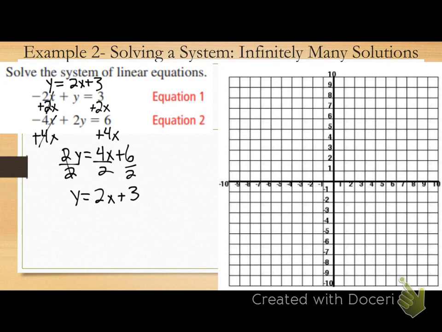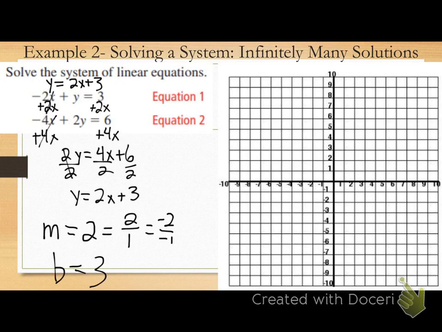So, both of these, what's my slope? 2 over 1. Negative 2 over negative 1. And what's my y-intercept on both of them? 3.